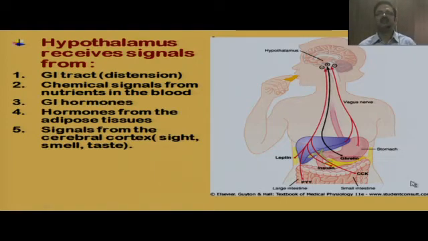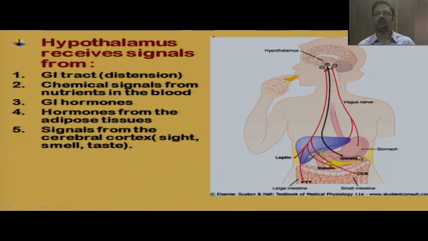In the figure we can see various hormones like GI hormones like insulin, CCK, polypeptides, and leptin from the adipose tissue. They all have an inhibitory effect on the feeding center of the hypothalamus, that is situated in the ventrolateral aspect of the hypothalamus.